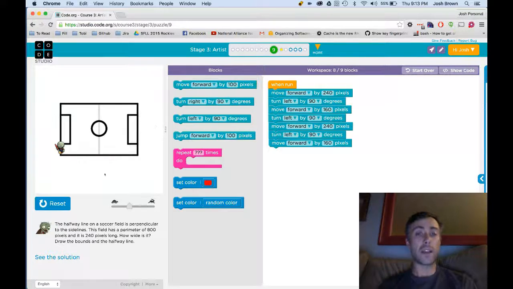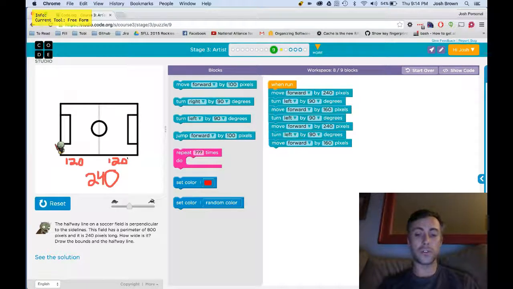So the halfway line, we have to figure out, well, how do we get there, right? So we know that this long length here is 240, right? What is half of 240? If we did the math, I'll spare you the math for now. You can do it on your own. 120 and 120. Okay? So in order to get to the halfway mark, we need to jump.